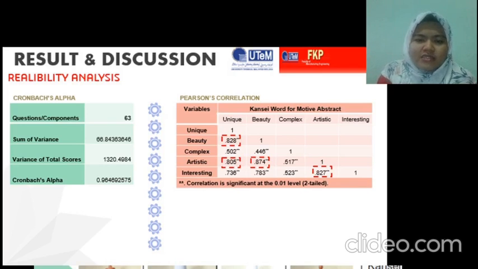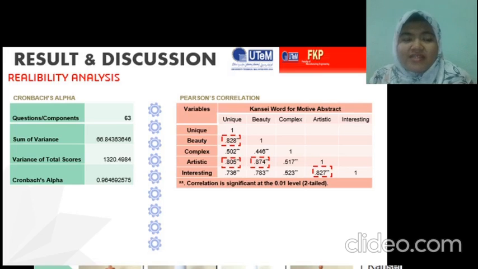And for the second is Kansei words between beauty and interesting, and the significant correlation is 0.783, and it explains that the relation between them is strong. And the words between complex and interesting show the correlation of 0.523, which means that the relation is moderate.